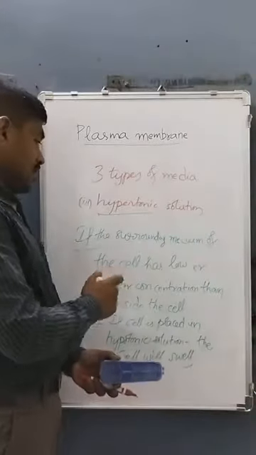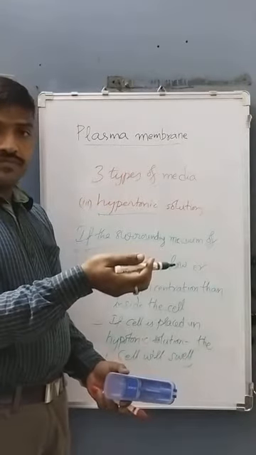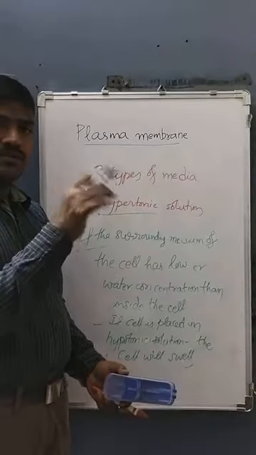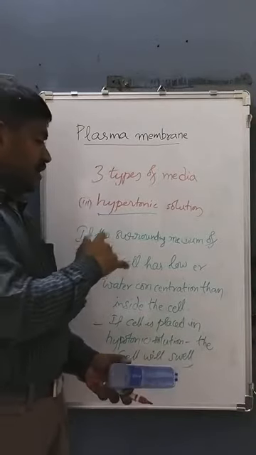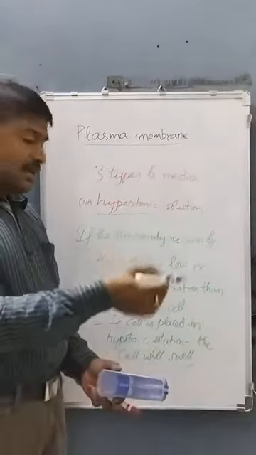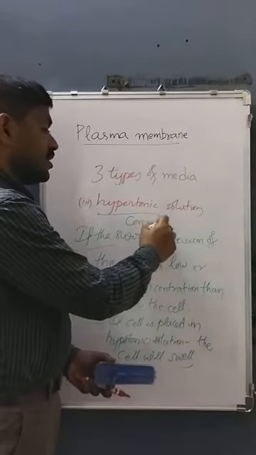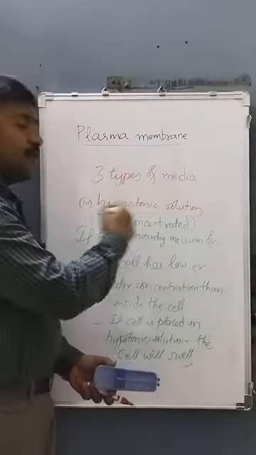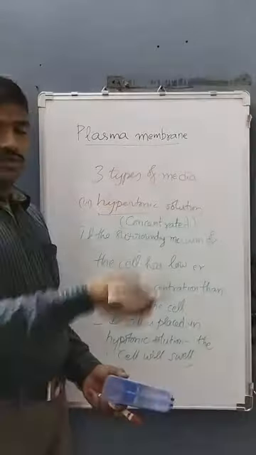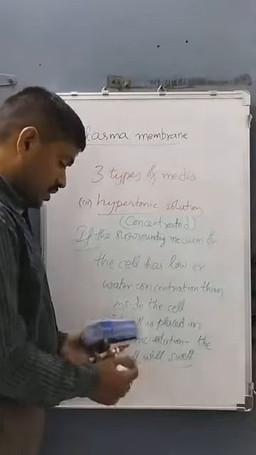Means here in hypotonic solution, the outside medium is very dilute. Very dilute means dissolved substance is less. It is less concentrated or very dilute. Here in hypertonic solution, the surrounding medium is concentrated. It is not dilute. Hypotonic is dilute. Hypertonic is concentrated. Opposite to it. So then what will happen if a cell is placed in hypertonic solution?